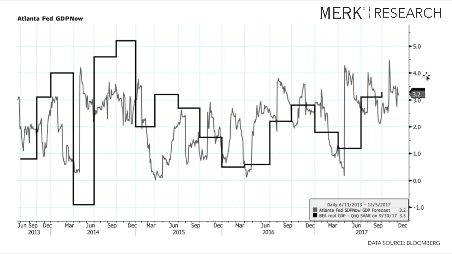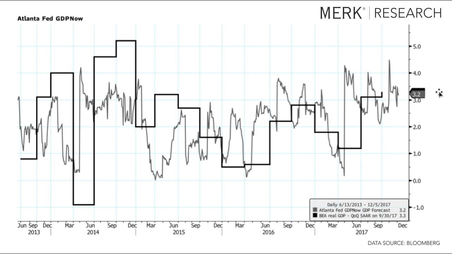The gray line here is meant to be a real-time estimate of where the current quarter's GDP will come in. So right now that's suggesting that the fourth quarter will come in at 3.2%. That gets updated as new economic data comes out throughout the quarter. So that changes a little bit. As you can see, it jumps around.